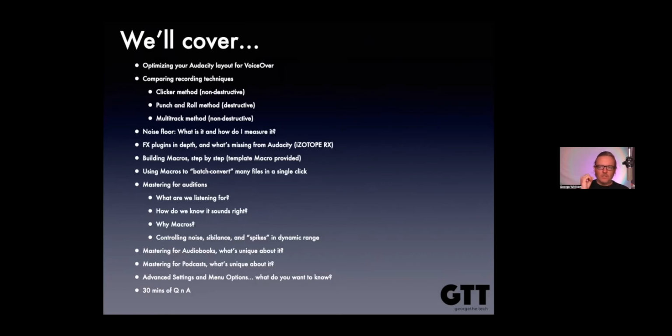So when you hit a certain word a little bit too hard in the script, so that the level on that word jumps up really high and the rest of them are lower, what's the best way to deal with that? Using dynamics control, aka compressors.